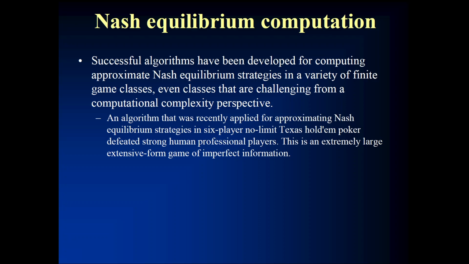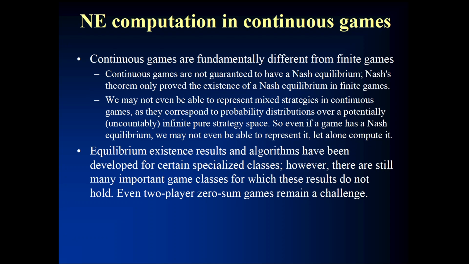As one example, there's an algorithm that was recently applied for approximating Nash equilibrium in 6-player no-limit Texas Hold'em that defeated some strong human professional players. This is a very large, extensive form game with imperfect information and conjectured from a complexity perspective to be very challenging, but nonetheless the algorithm was able to compute very strong strategies.